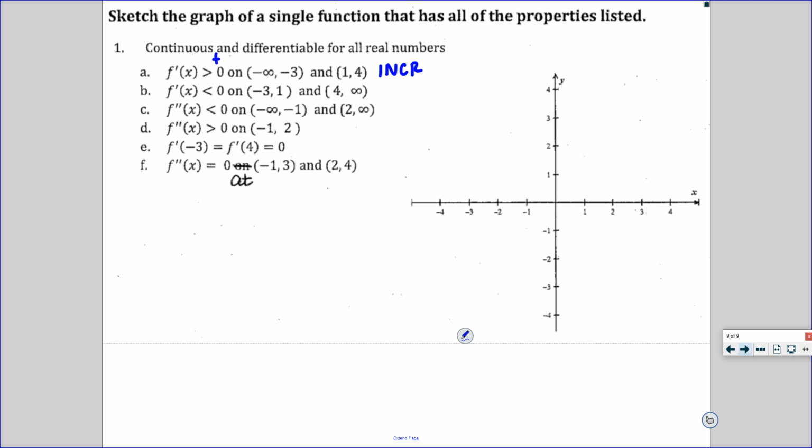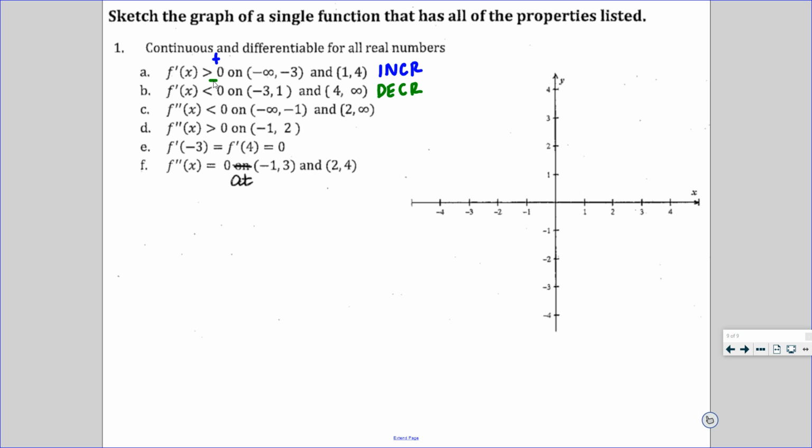Letter B says your first derivative is less than 0, or you can think of it as negative, on the intervals -3 to 1 and 4 to infinity. So when my first derivative is negative, that means I'm decreasing. Right now I'm just going through and making the connections of what this means about my graph, and then I'll tackle actually sketching it.